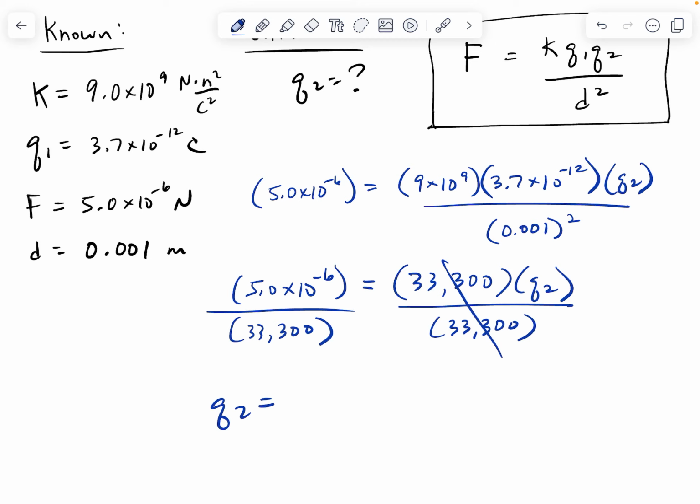All right, so in my calculator, I'm doing 5.0 times 10 to the negative 6th divided by 33,300. And my final answer comes out to be 1.5 times 10 to the negative 10th coulombs.